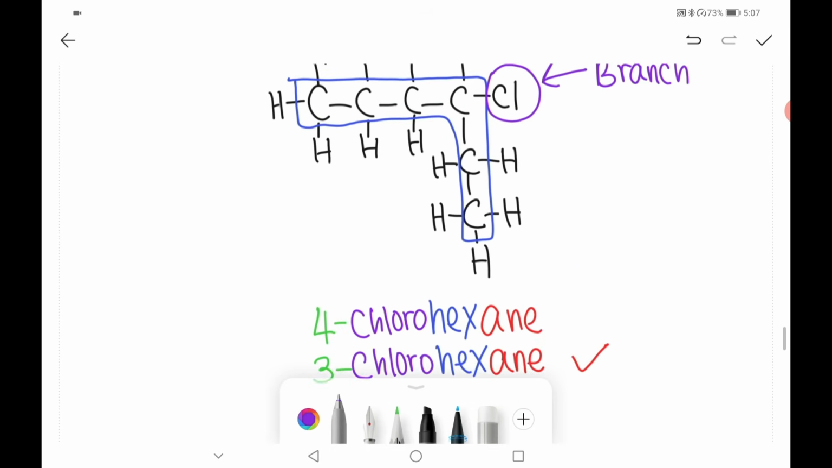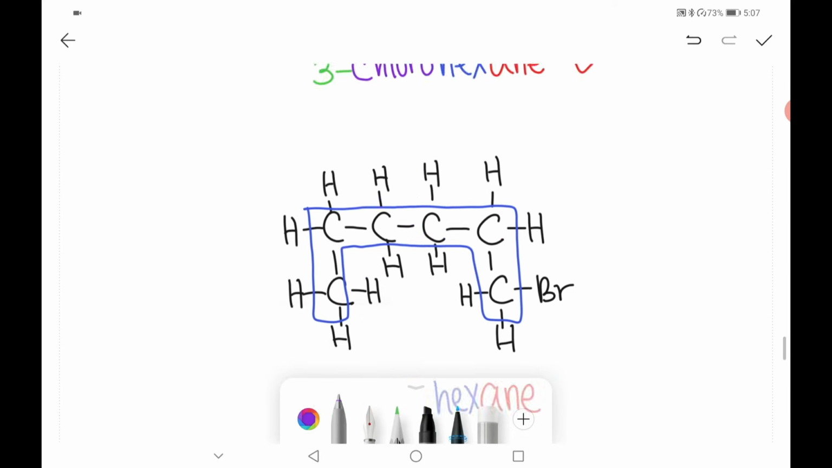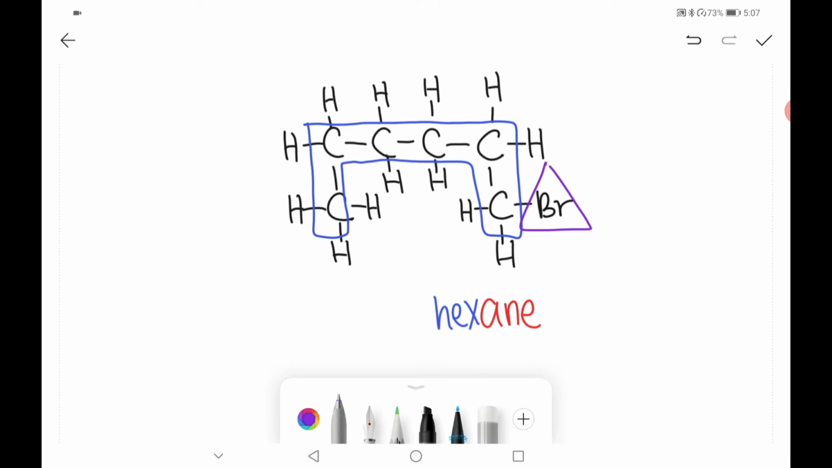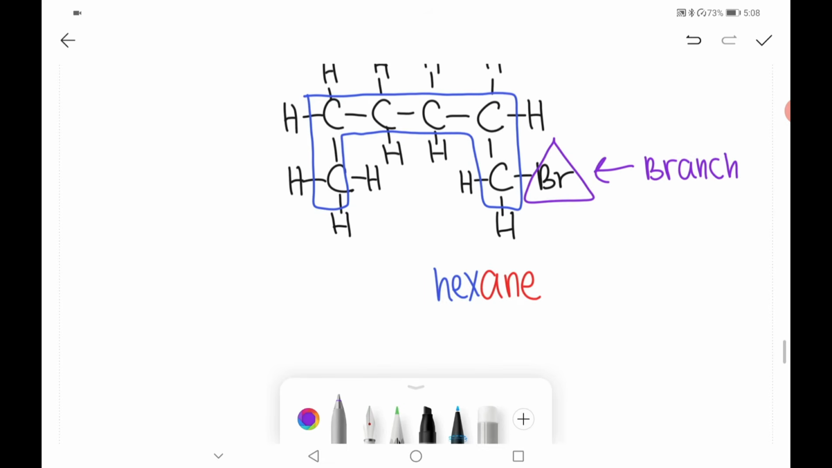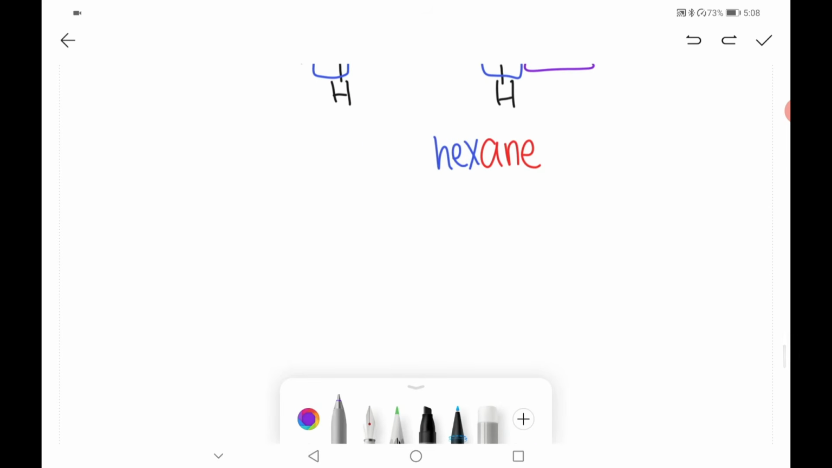As you can see, I normally use a triangle to represent a branch, but it's okay, you can use any shape. Let's say this is the bromine. This bromine is not in the backbone, so this bromine is our branch. When we have a bromine branch, you call it bromo. Put the word bromo, B-R-O-M-O, at the front, sticking, no space.